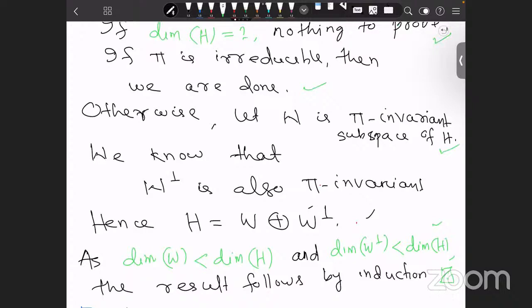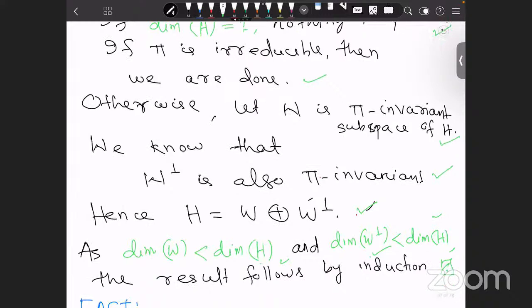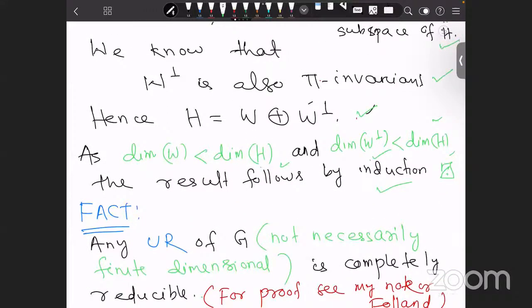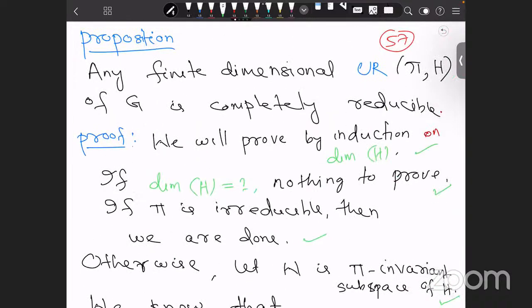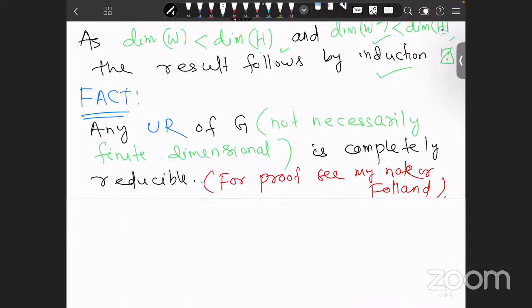Otherwise, let W be a pi-invariant subspace of H. In yesterday's lecture, we proved that W perp is also pi-invariant. Hence we get that H is equal to W plus W perp. Now, as the dimension of W is less than the dimension of H, and the dimension of W perp is also strictly less, by the induction hypothesis W can be broken into irreducible pieces, and W perp also can be broken into irreducible pieces. So the result follows by induction. Now there is a fact that any unitary representation of G, not necessarily finite dimensional, is completely reducible. For the proof, you can see my notes or the book.